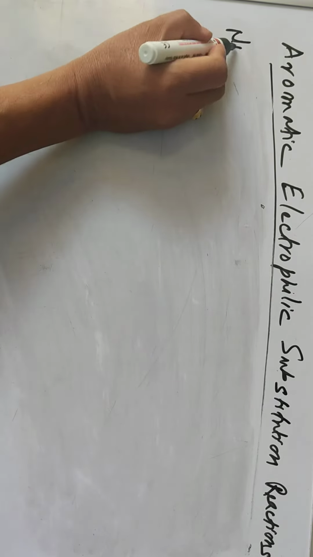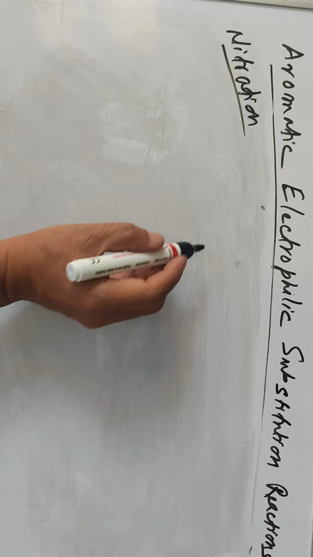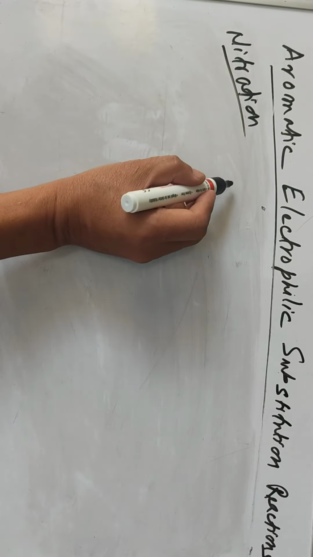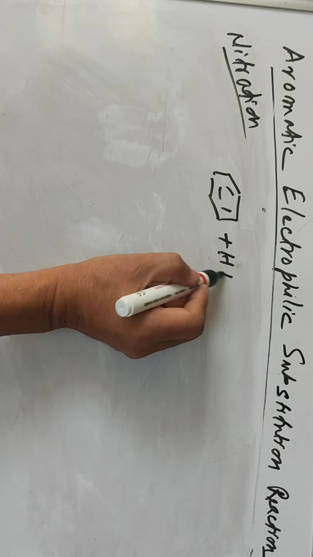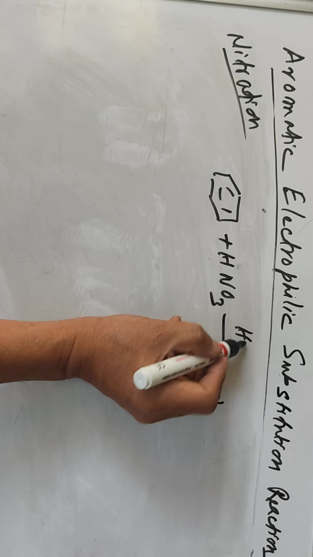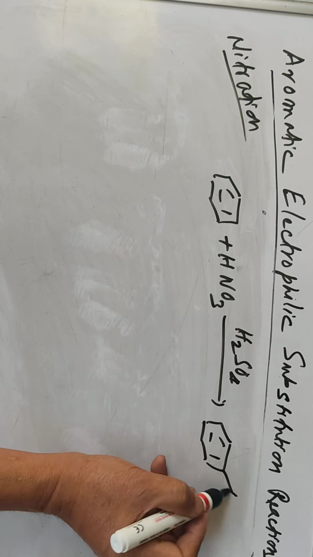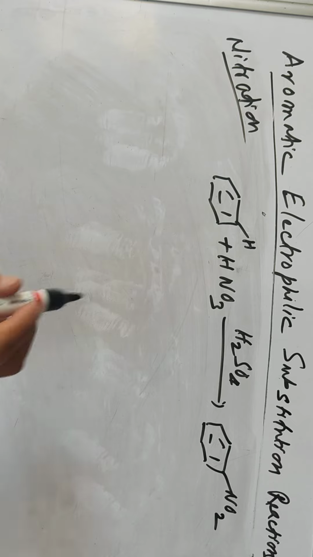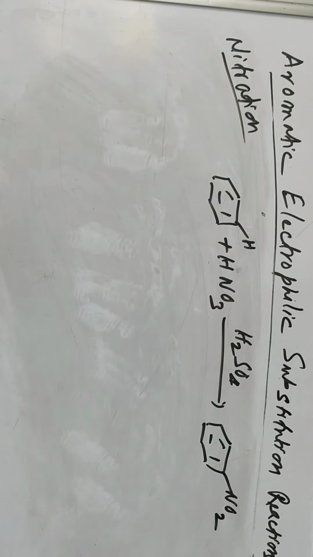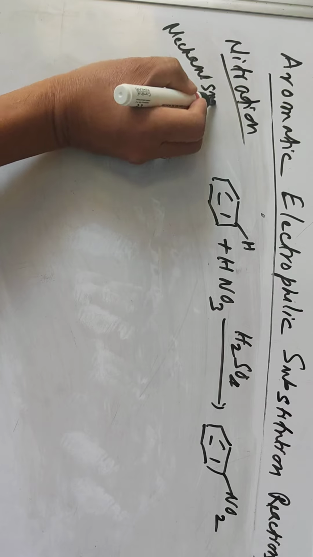Nitration first. Then we'll come to sulfonation. Now first let's take up nitration. Here nitration takes place when benzene reacts with nitric acid in the presence of sulfuric acid, H2SO4. So we get nitrobenzene here. The hydrogen is replaced by a nitro group. So this is about nitration. Let's see the mechanism of the reaction, how this nitration takes place.